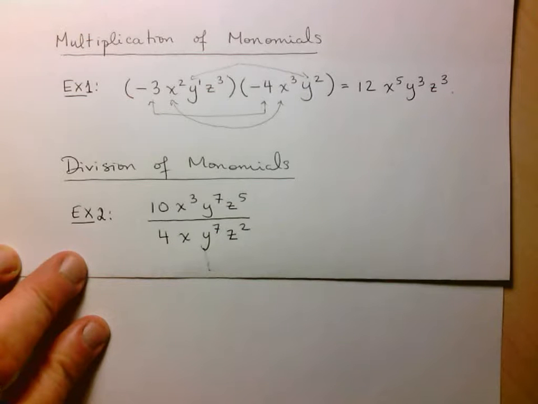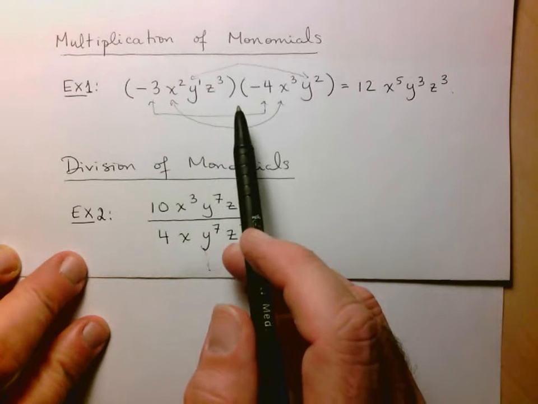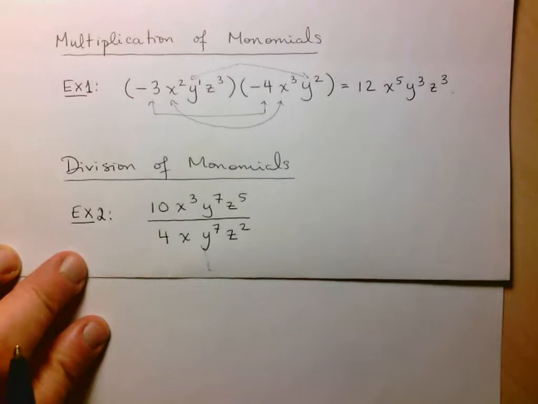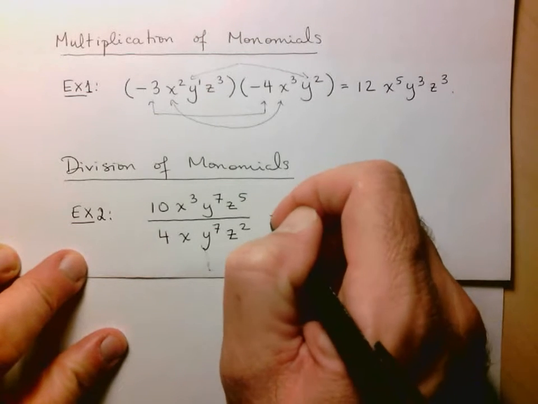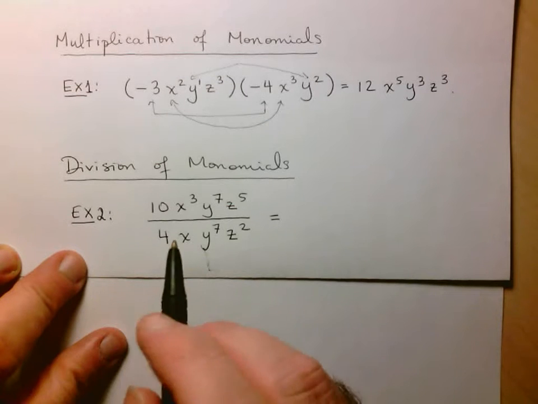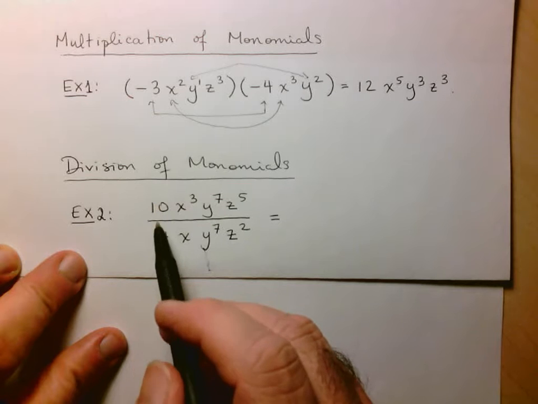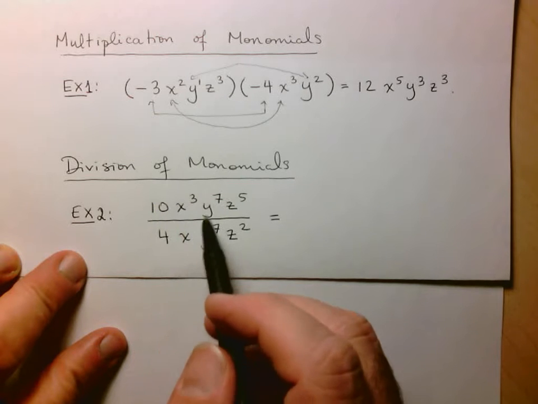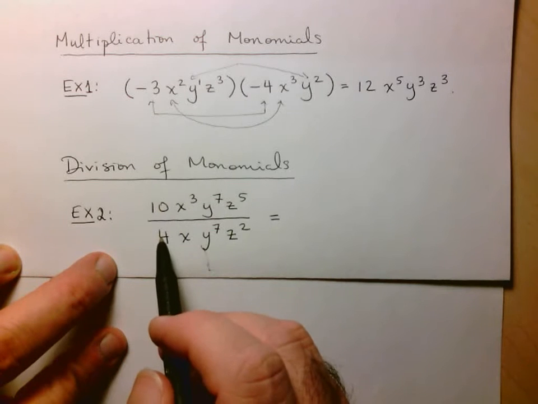As is usually the case, any rule we come up with for multiplication, there's a similar one for division. We can do the exact same thing when we're dividing two monomials, like in example 2. We divide all those things that we are able to divide together. So here we've got our coefficients which we can divide, and then our powers with the same base. First we'll do 10 divided by 4.